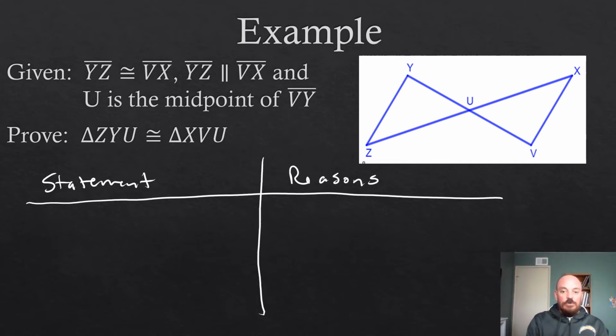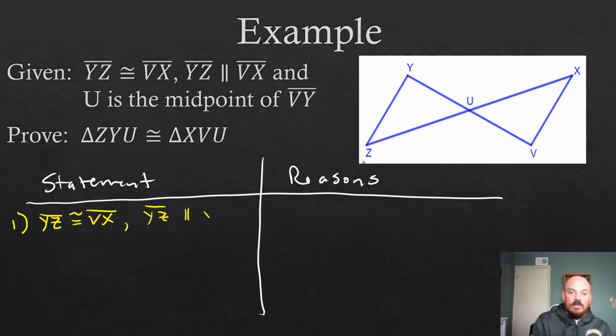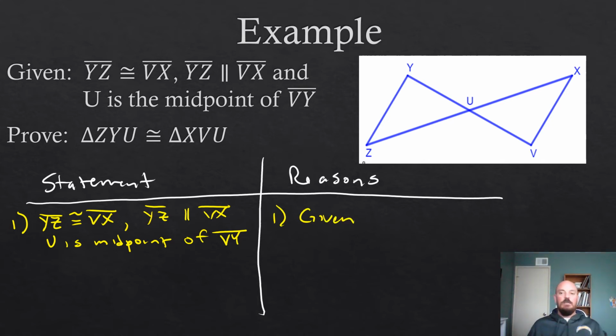And with every proof, remember, you get one thing for free. I don't even think about it. The very first thing I do, before I even think about how I'm going to solve this proof, is I take whatever is given and copy it down. So I'm going to say line segment YZ is congruent to line segment VX. Line segment YZ is parallel to line segment VX. And U is the midpoint of VY. Reason: given. That's what was given in the question. So that's automatic. I don't even think about that.